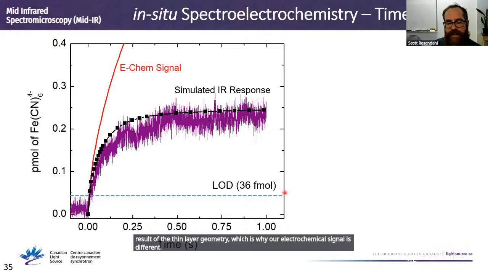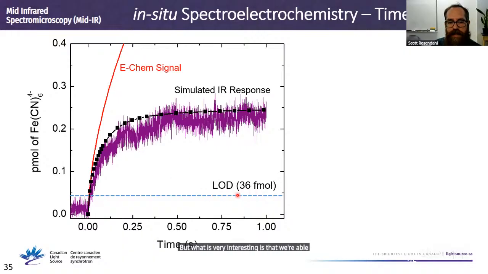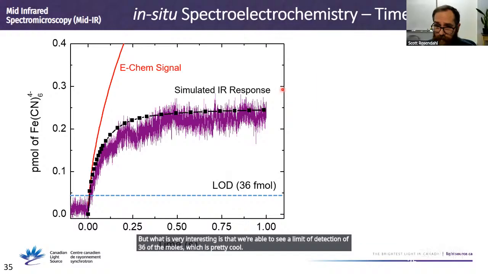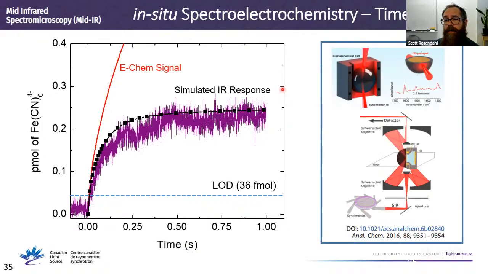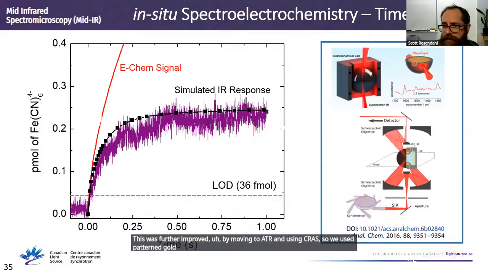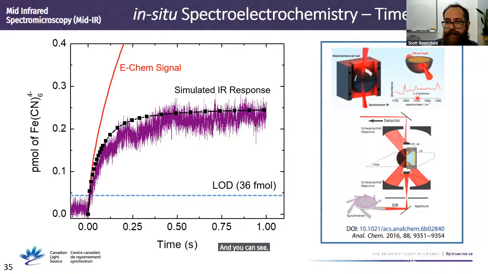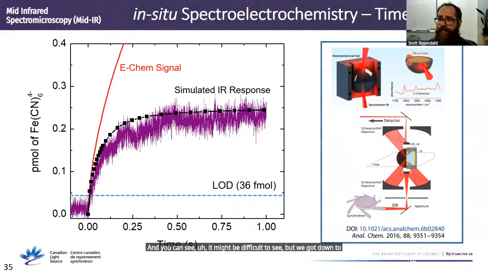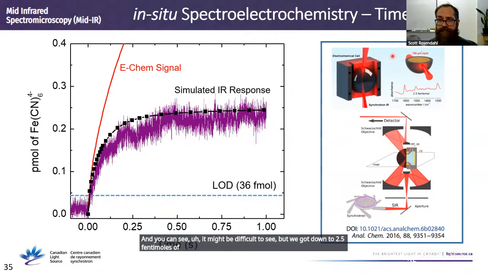But what is very interesting is that we're able to see a limit of detection of 36 femtomoles, which is pretty cool. This was further improved by moving to ATR and using CRAS. So we used a patterned gold kind of substrate in order to be able to increase the signal or use surface enhanced techniques. And you can see, it might be difficult to see, but we got down to 2.5 femtomoles of material, which is pretty cool.